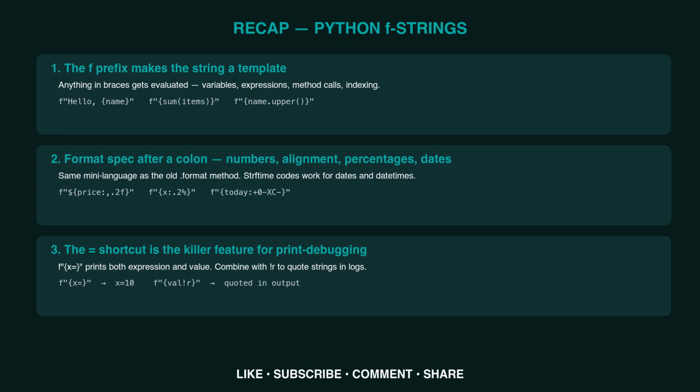Three things to take away. First, the f prefix makes the string a template. Anything in braces gets evaluated, including expressions, method calls, and indexing.